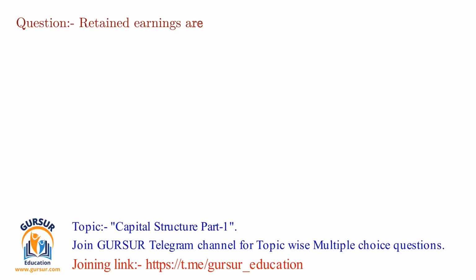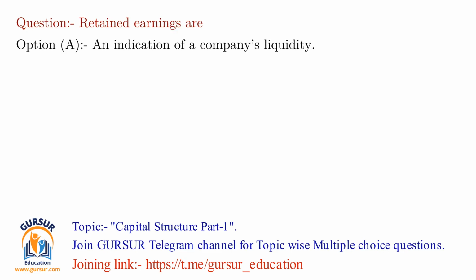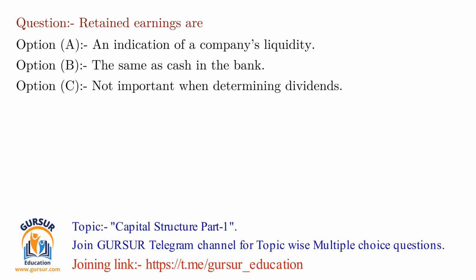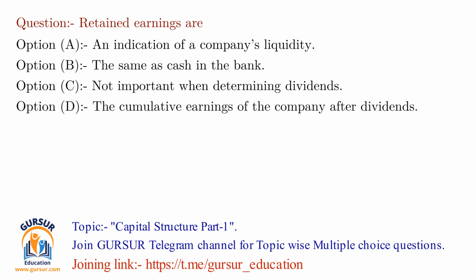Retained earnings are: option A, an indication of a company's liquidity. Option B, the same as cash in the bank. Option C, not important when determining dividends. And option D, the cumulative earnings of the company after dividends. And your time starts now.